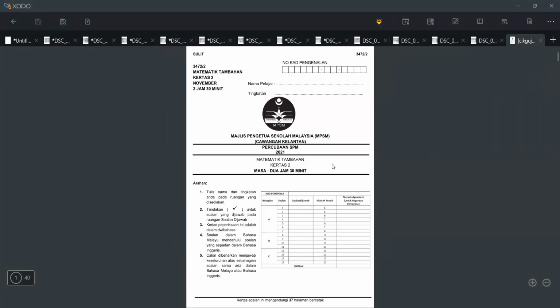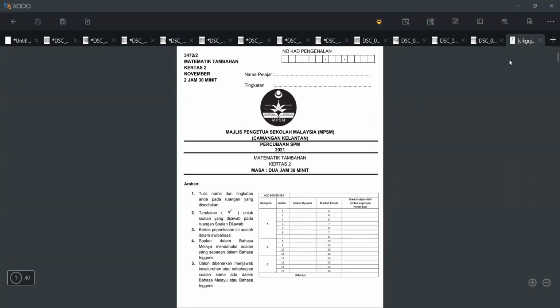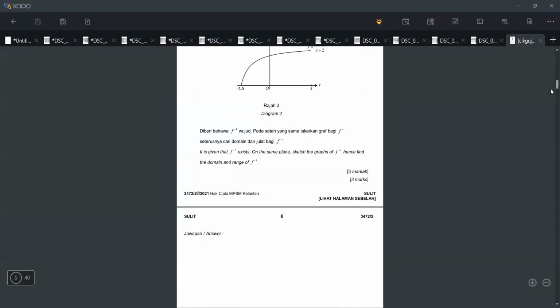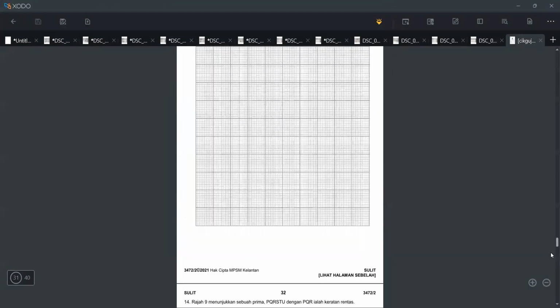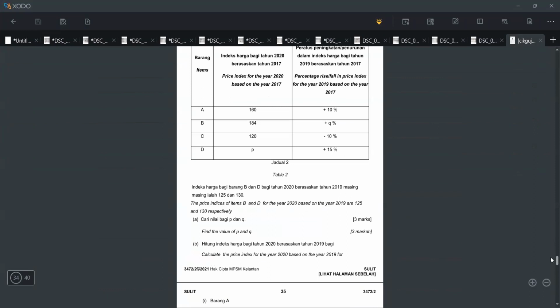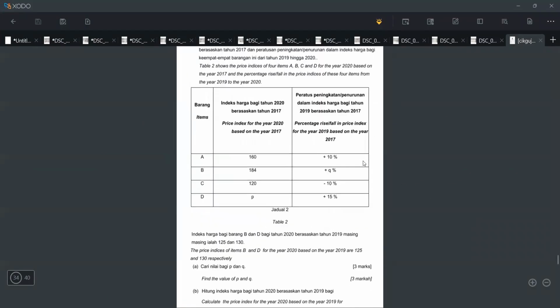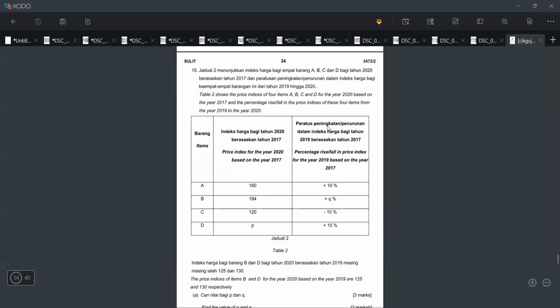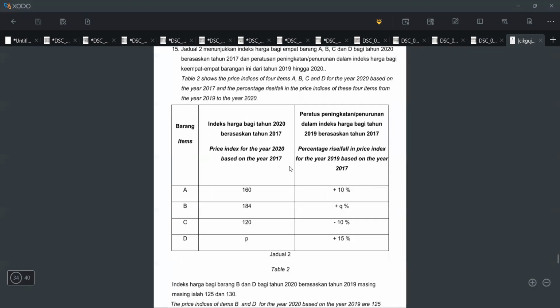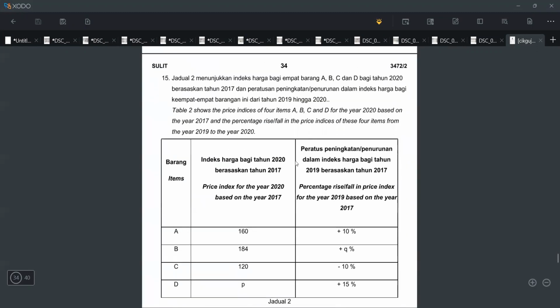The Kelantan set. So if you go to the Kelantan set, this is the Kelantan set. I'll scroll down to the bottom, because it's section C. So question number 15. Yeah, there. I found it already. So have you opened the book? Alright, let's zoom. Okay, I think that's enough.